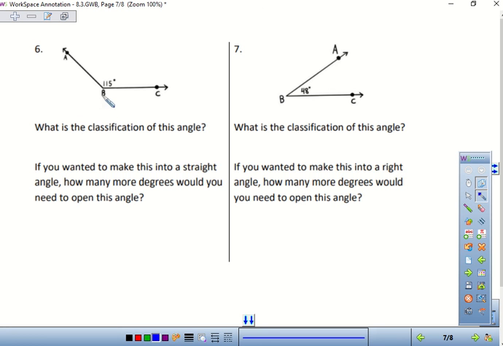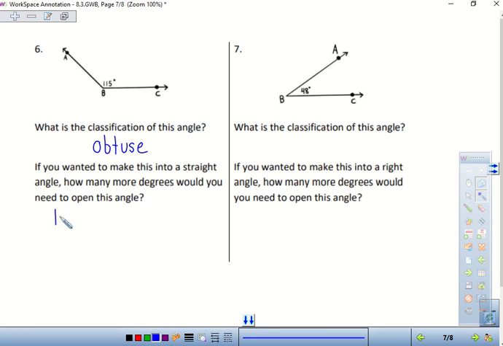All right, we're given number 6. We're given this angle. What's the classification of it? Obtuse, because it's between 90 and 180. If you wanted to make this into a straight angle, how many more degrees would you need to open this angle? 65. So let's talk about how we got this, for those of you that didn't.